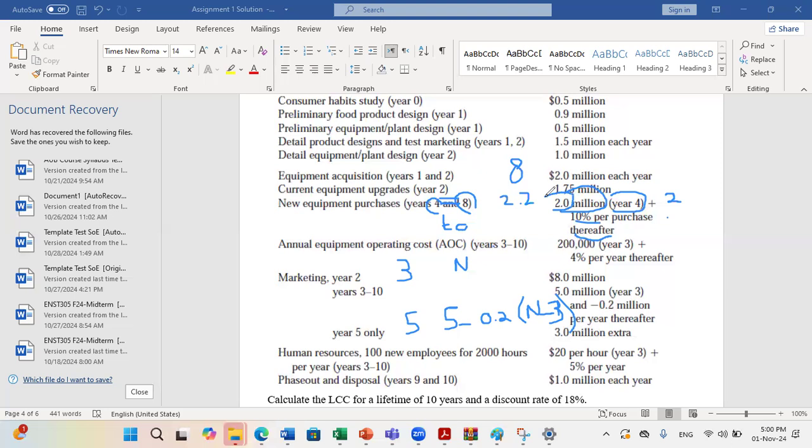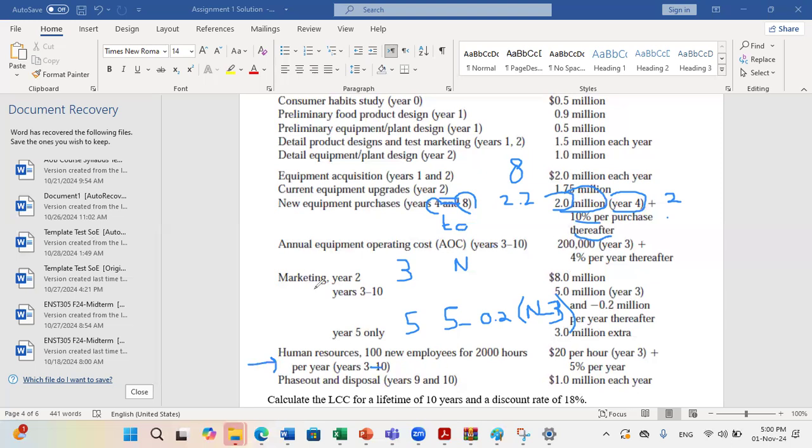Okay? Now, for the last information, we have human resources will consider 100 new employees for 2,000 hours per year between years. So as you can see here, from 3 to 10. Okay? And we have $20 per hour for year 3, and then 5% per year. So since they said 5% per year, it's the same formula to apply as we did here in the 4% per year. Same formula, just the numbers changed.